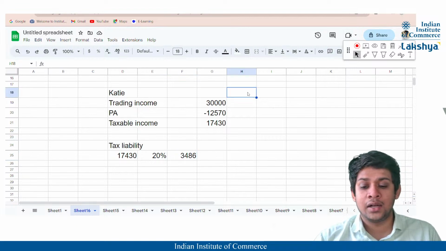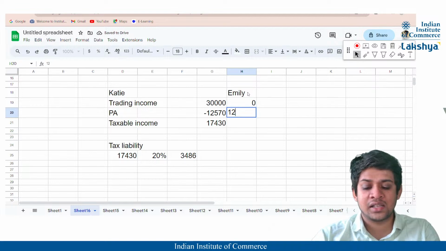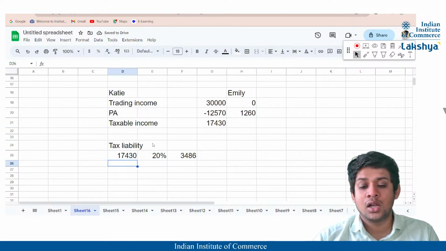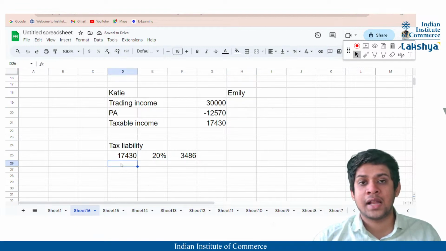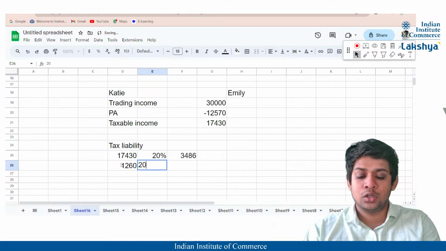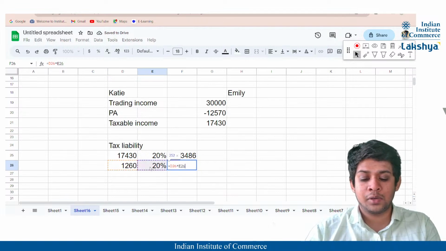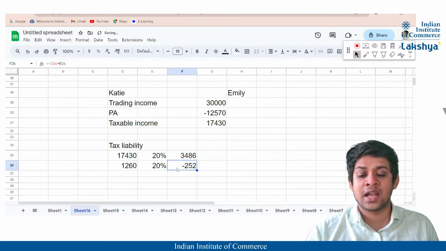And obviously, on the other hand, Emily is earning zero. So she has a personal allowance of 12,570 and the only amount that she can transfer as personal allowance is 1260. Correct? So 1260 she will transfer here. You will not directly deduct that 1260. You will just do it like this while computing the tax liability. You will take that 1260 and you will calculate 20% tax on it. So it will be 1260 into 20% tax, which will give you 252. And this amount you will deduct from your tax liability.